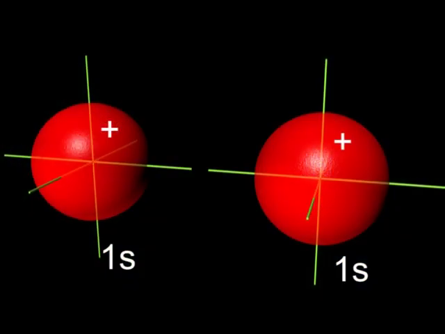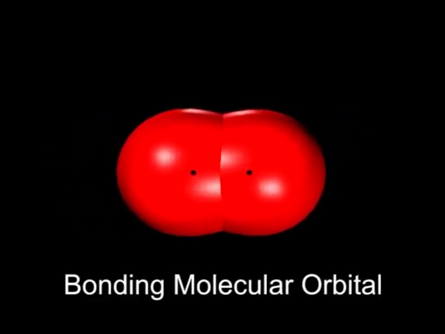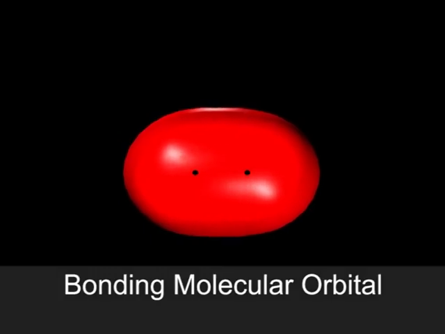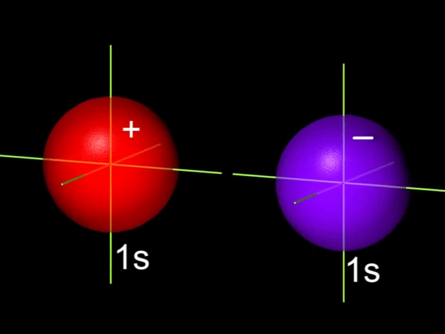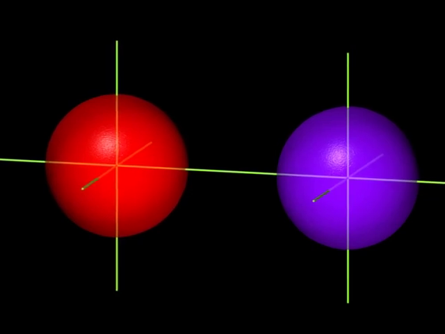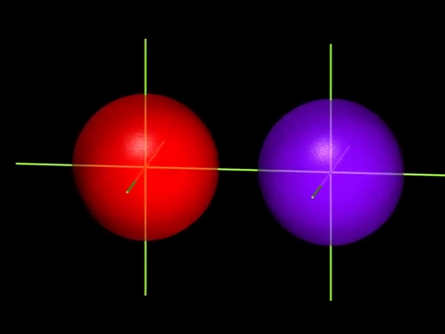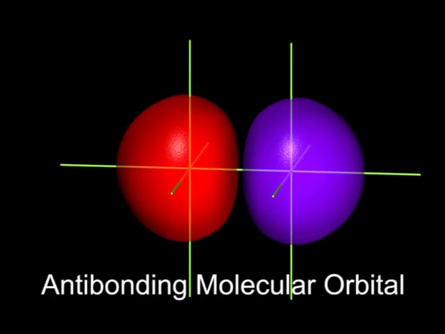When both the 1s atomic orbitals are having positive sign of wave functions, their overlap will result in the formation of bonding molecular orbital. Here, combination of two 1s atomic orbitals having opposite sign of wave functions is also shown. As a result, formation of antibonding molecular orbital takes place.